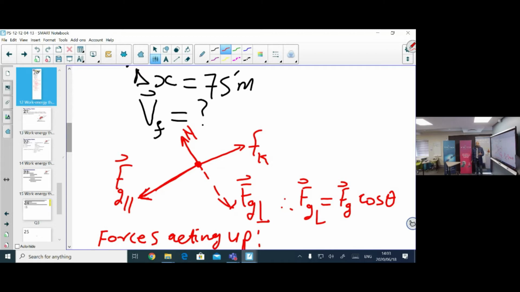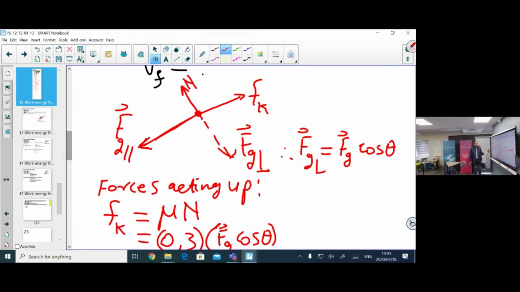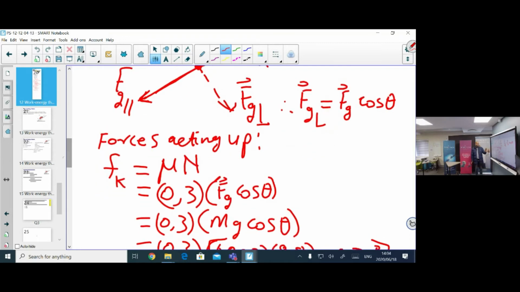I tried to use the free body diagram so that it will be clear to each and everyone. I hope you have this in your books. We have the normal force, indicating the normal force. We have F of G perpendicular. We have F of G parallel, and then the F of K stands for kinetic friction. All right, then I tried to come up with the formula of F of G perpendicular, which is equal to F of G cos theta.